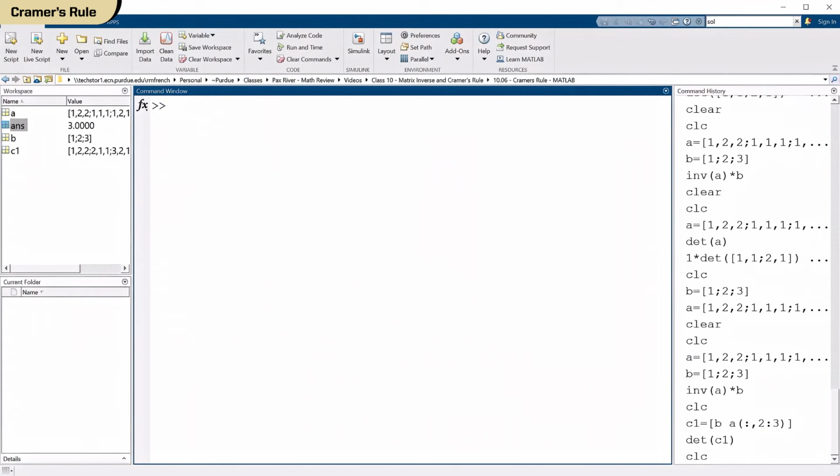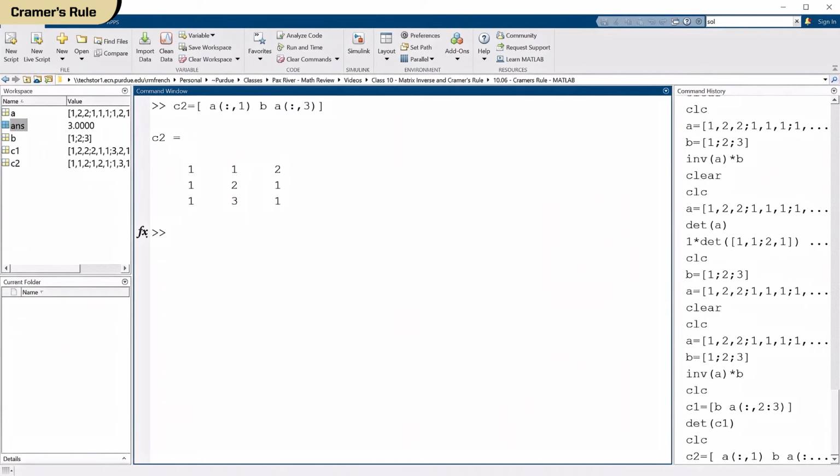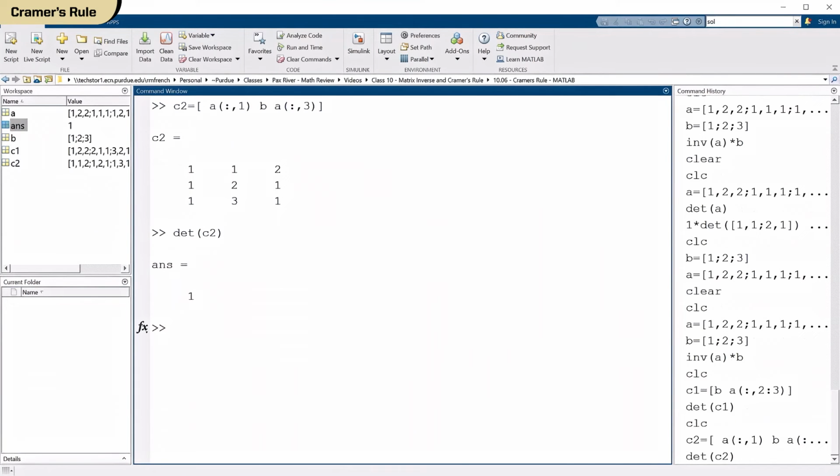So let's make a matrix now called C2, whose second column is B, and the rest of it is still A. So C2 equals, all right, this is going to be a little harder to put together, but not much. So I'm going to say A, all the rows, column 1, B, and A, all the rows, column 3. Make sure I do that right. There we go. Close the square bracket. Hit return. There it is. Well, let's find the determinant of C2. Okay, looking good so far.